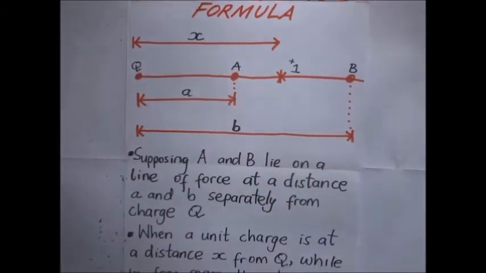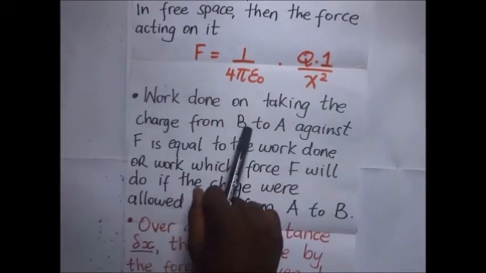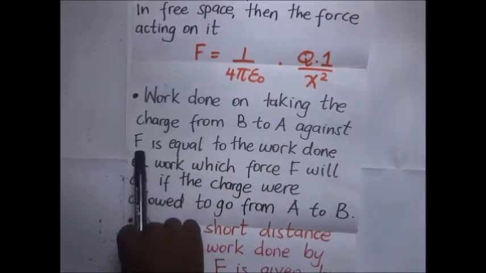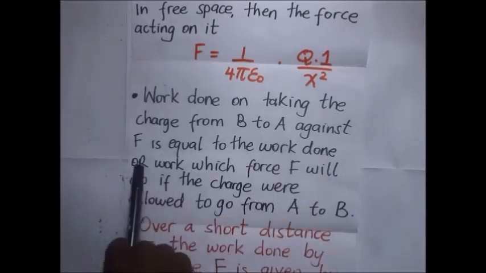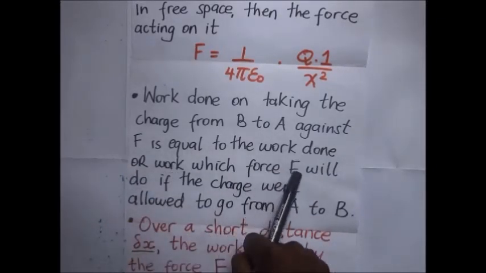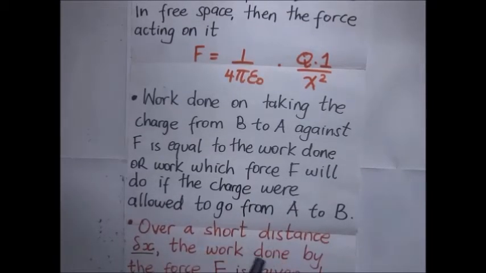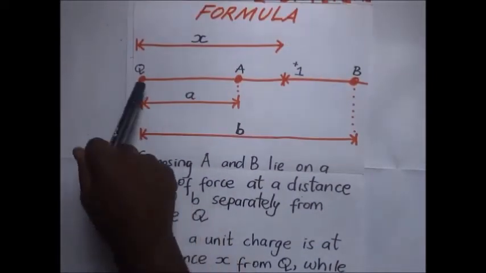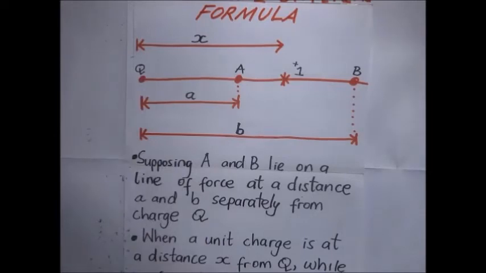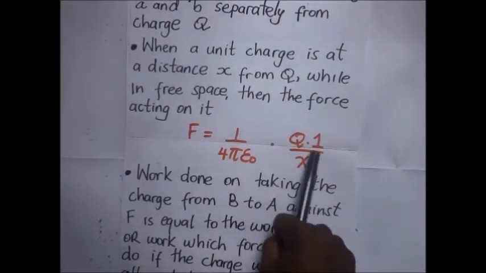So we continue with our write-up. Work done on taking the charge from B to A against F, or against the repulsive forces of the charge Q, is equal to the work which force F will do if the charge were allowed to go from A to B. The force F we are talking about is the force due to the charge Q, which we have gotten here as 1/4 pi epsilon naught times that.